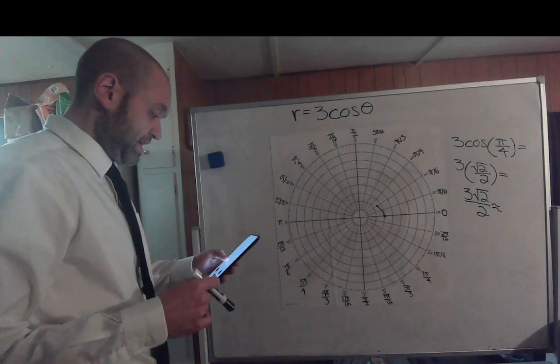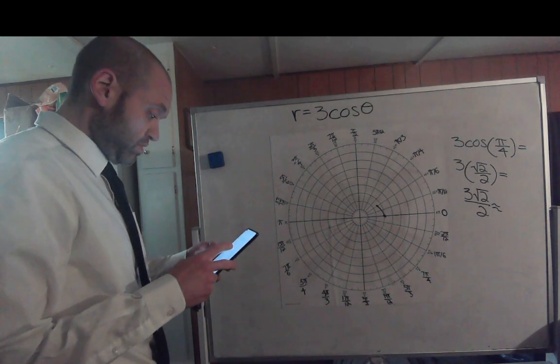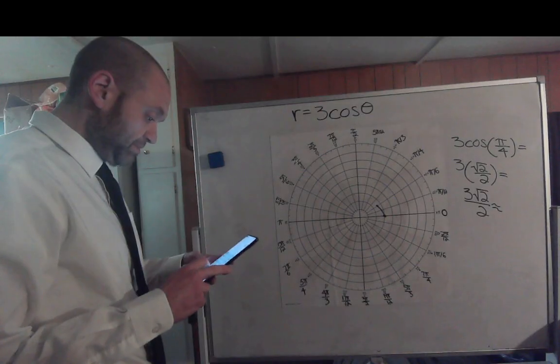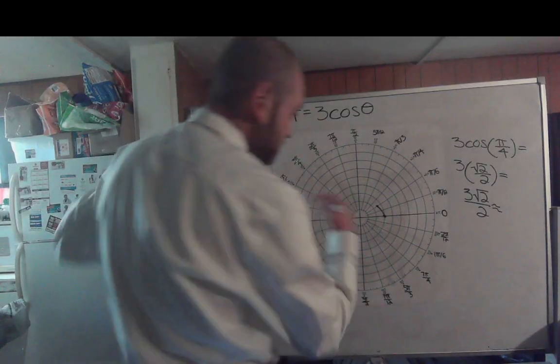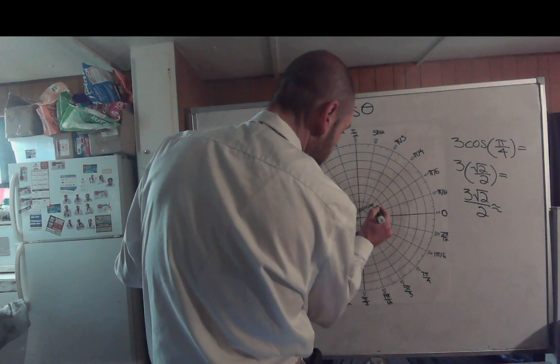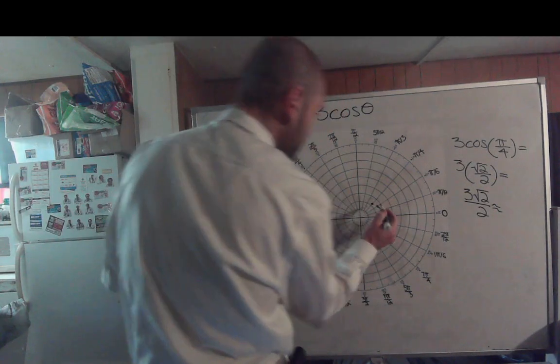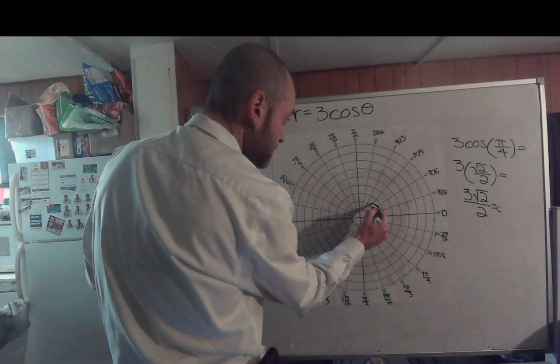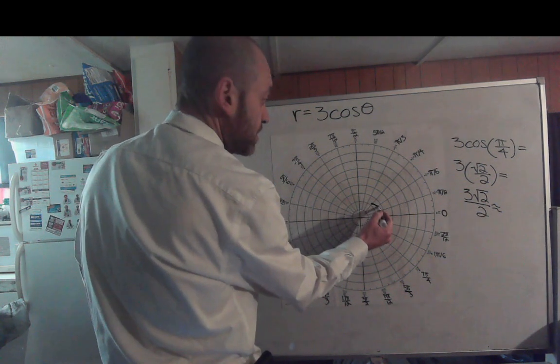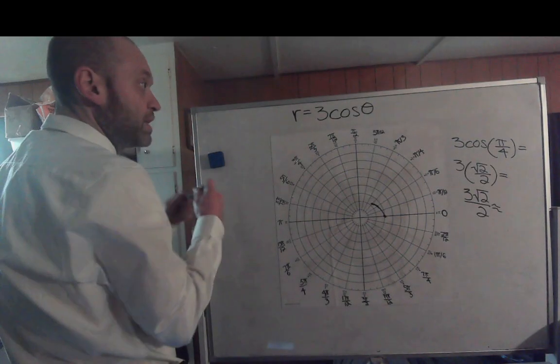So let's see here. All right, 3 times the square root of 2 divided by 2 puts me at about 2.12. So I'm going to be roughly right there on my polar axis. Let's go ahead and connect the last point to the new point. So far I've connected all existing points.